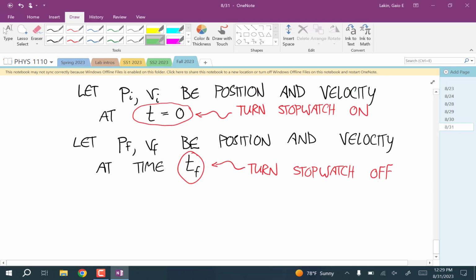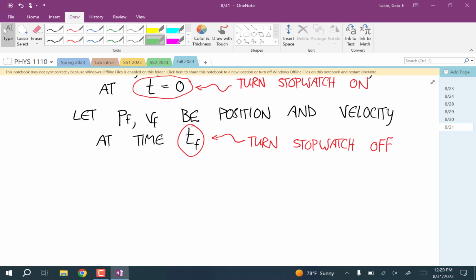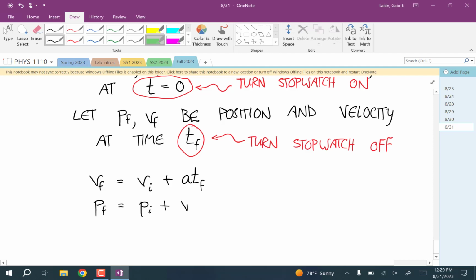Okay, well then given these definitions, here are the three constant acceleration equations. The first one says V final is equal to V initial plus the acceleration times time final. The second one says P final is equal to P initial plus V initial times time final plus 1/2 times the acceleration times time final squared.